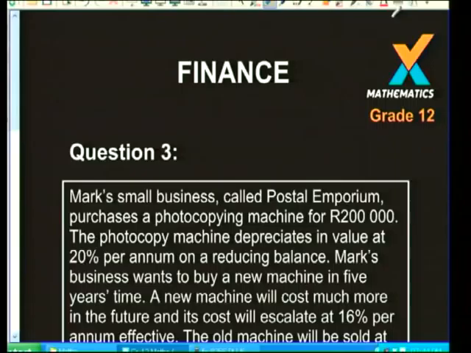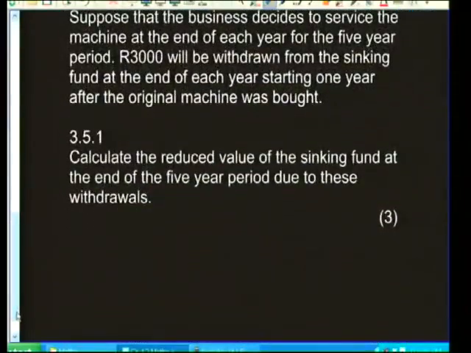All right, if I want to assure my company that I'm going to be able to purchase a new photostat machine, I need to put away 3,593 Rand and 55 cents every single month without fail, or else I'm not going to have an income. Let's move on. Right, here's the question.